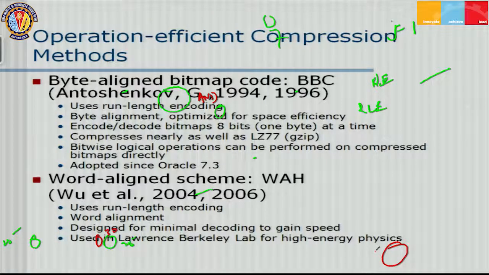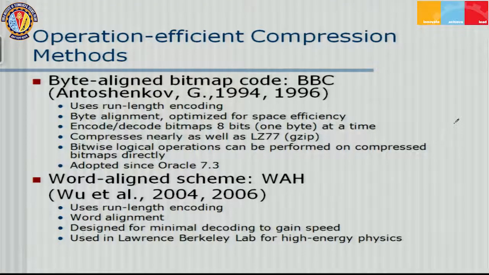AND operation, efficient compression of bitmaps. Compression methods. There are basically two: BBC, that is byte aligned bitmap code, which was proposed by Antoshenkov, and you can look at this paper from 94, and there were some improvements, proposed in 1996. Similarly, there is another one, word aligned, by Wu et al., given in 2004, and then again an improvement in 2006.